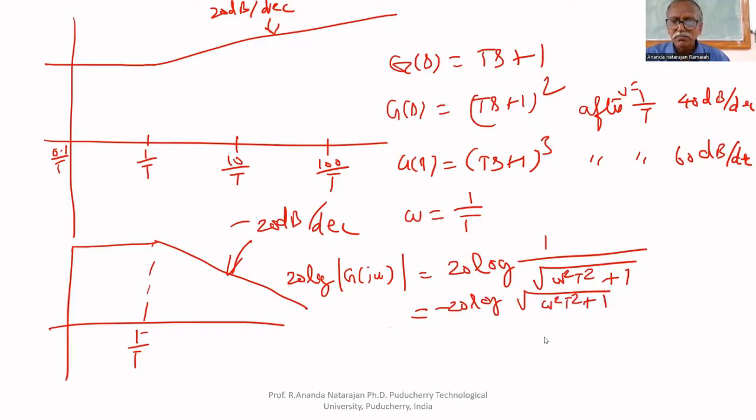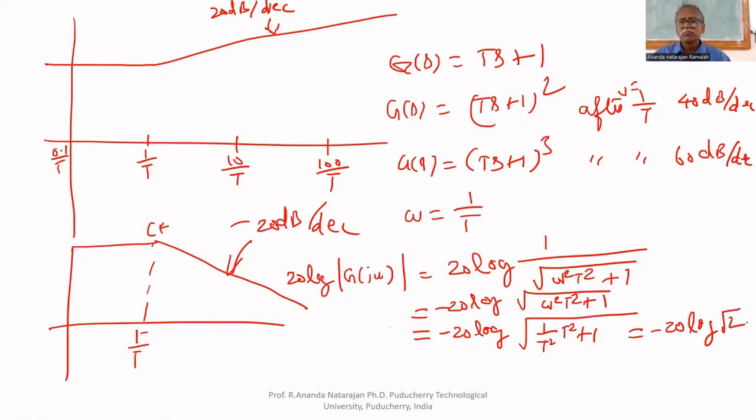That is equal to minus 20 log. If you consider both, at corner frequency, omega equal to 1 by tau. If you substitute omega equal to 1 by tau, what will happen? At corner frequency, I am considering both terms. This is 1 by tau square multiplied by tau square plus 1. That is equal to minus 20 log square root of 2. You will get minus 3 dB. If you calculate, you will get minus 3 dB.